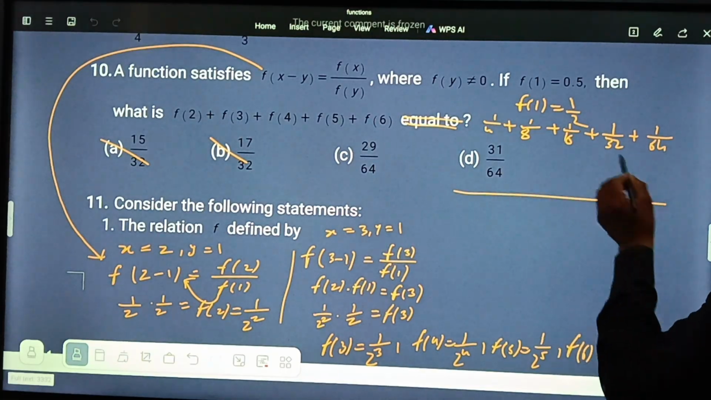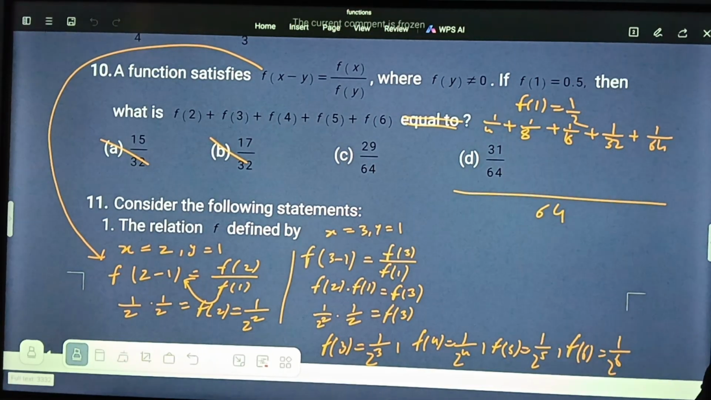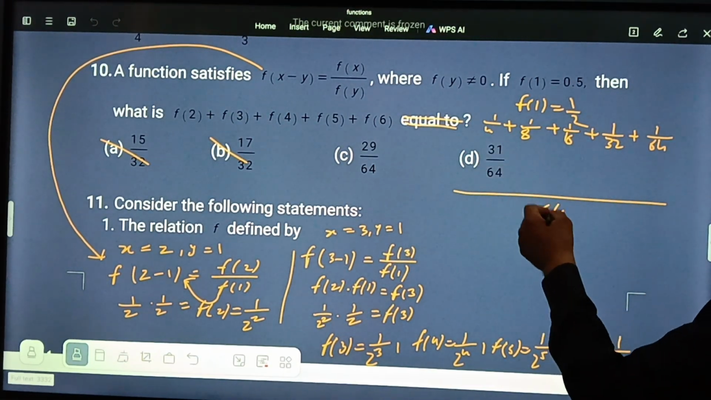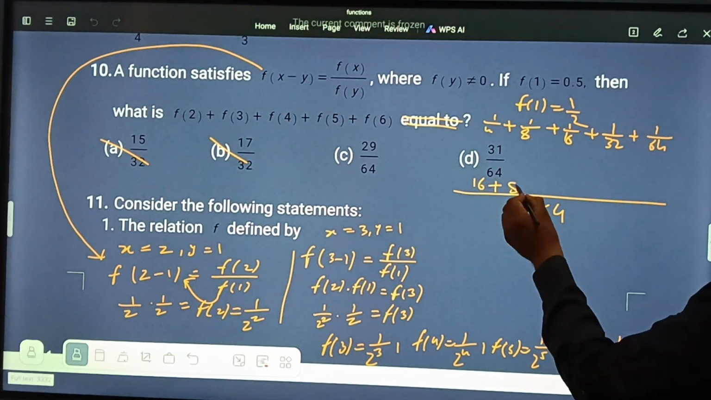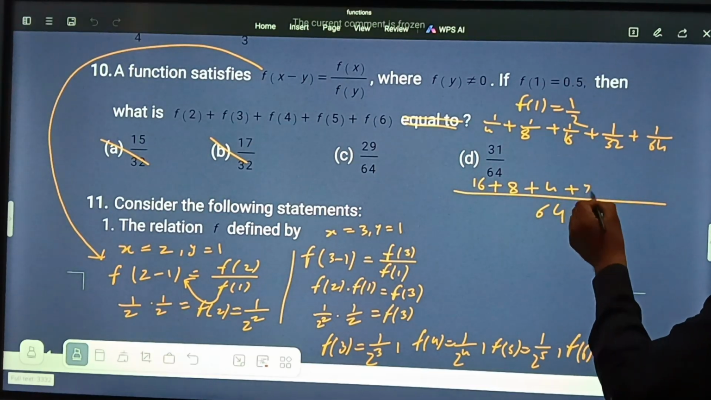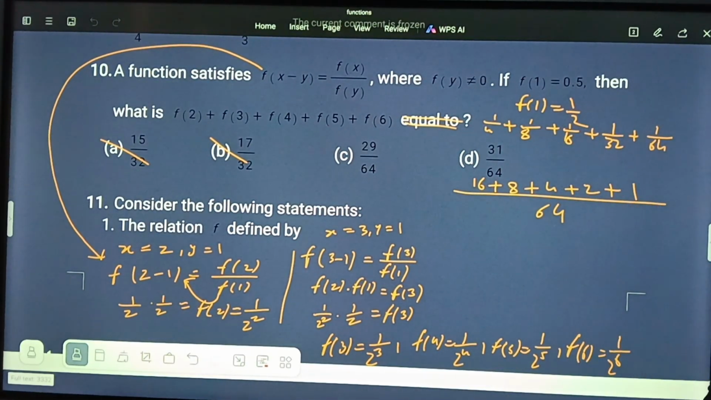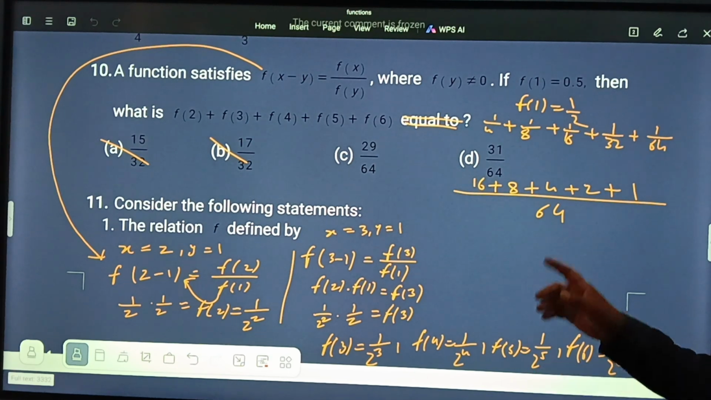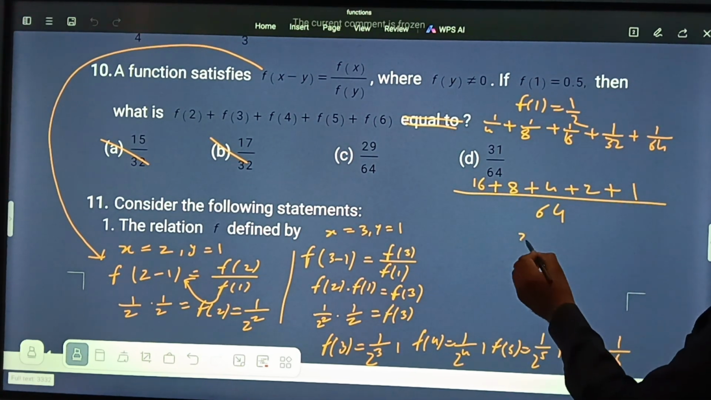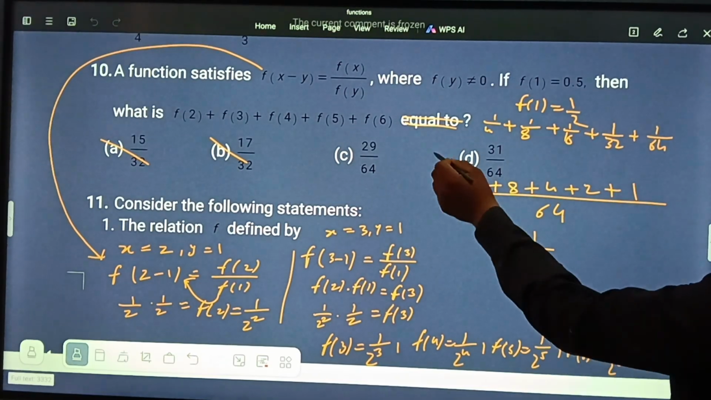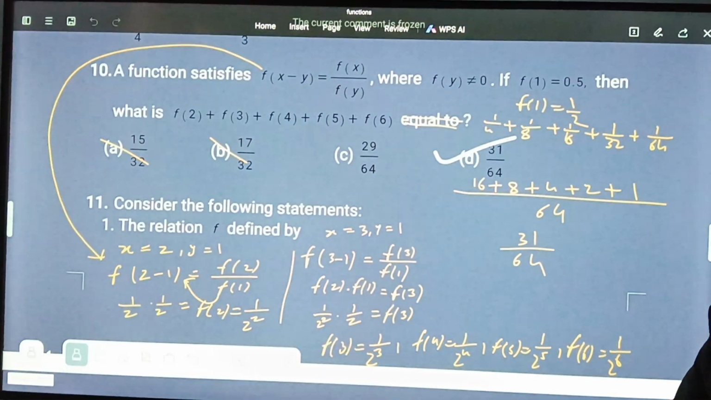For taking LCM, LCM is definitely 64. When we divide by 4, what do we get? 16 plus 8, 4, 2 and 1. Now adding all these values, what we get? 20, 30, 31. That is 31 by 64. Hence the correct option is option D.